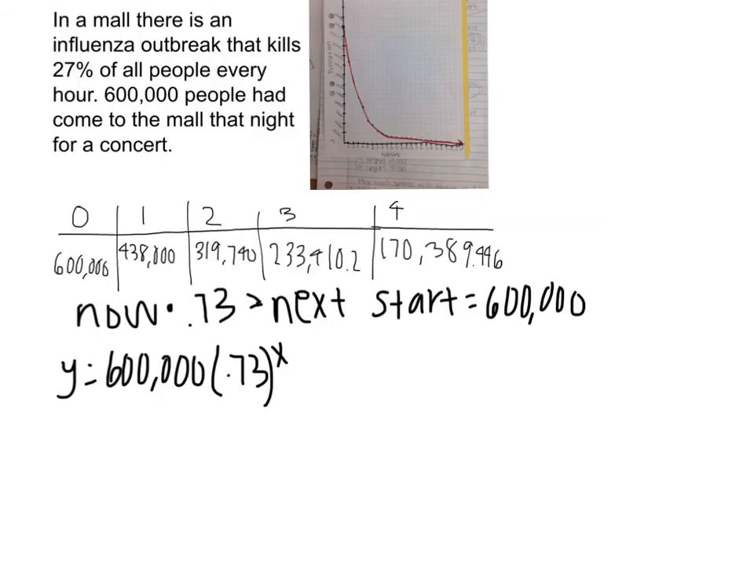In a mall, there is an influenza outbreak that kills 27% of the population every hour. 600,000 people had come to the mall that night for a concert. The now next rule is now times 0.73 is equal to next, and the start is 600,000. Y equals 600,000 times 0.73 raised to the x power.